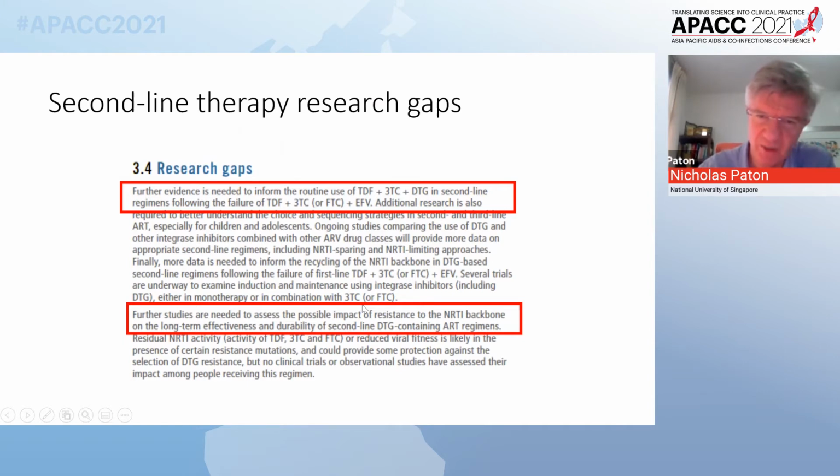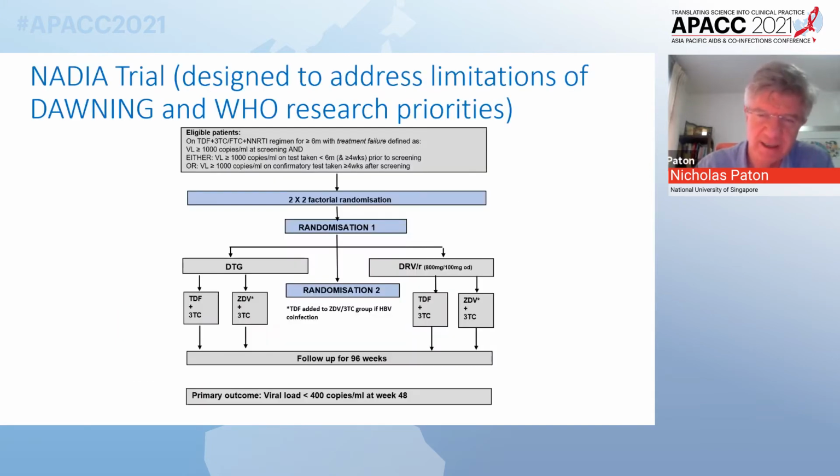And they're also recommending that we need more information on the impact of resistance on a nucleoside backbone in people going on to dolutegravir second line. So again, aligned with the conclusions one might have drawn from the Dawning trial. And this is a practical example. These considerations led to the design of another second-line therapy trial called Nadia, which addressed these nucleoside questions in a way that was relevant to resource-limited settings with different thresholds and so on. And this has been recently published.